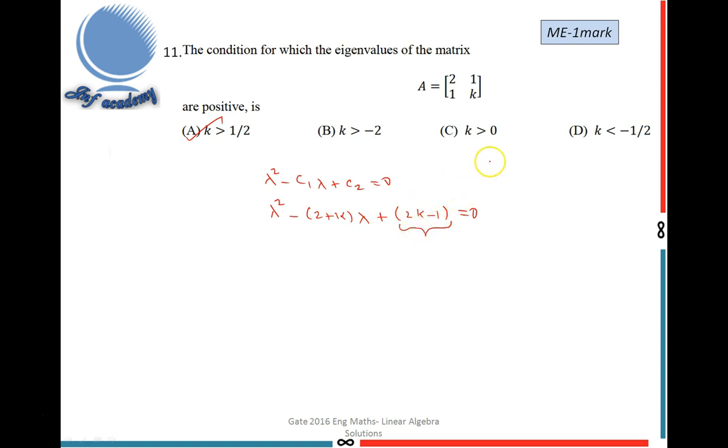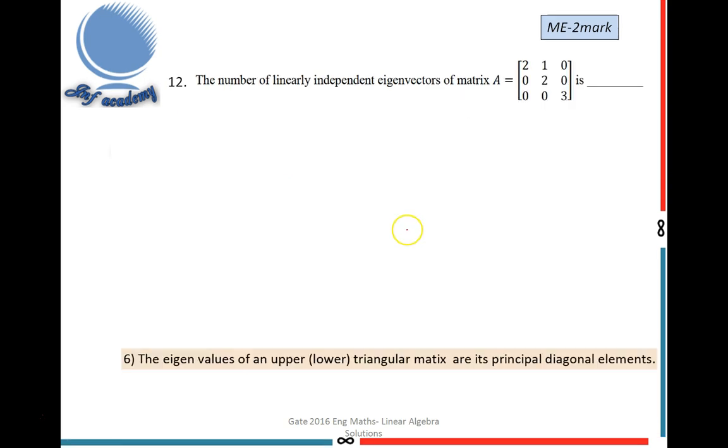Next, option C, k greater than 0, means you substitute 1 by 4. 1 by 4 satisfies that condition. Substituting 1 by 4, we get minus 1. This term is negative, so this condition is also wrong. Similarly, this is also wrong. So finally, the answer is k greater than 1 by 2. Answer is option A. Now let's move on to the 12th problem.